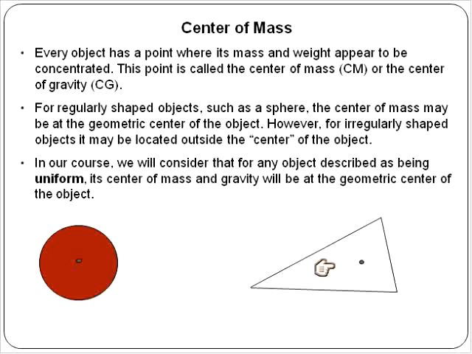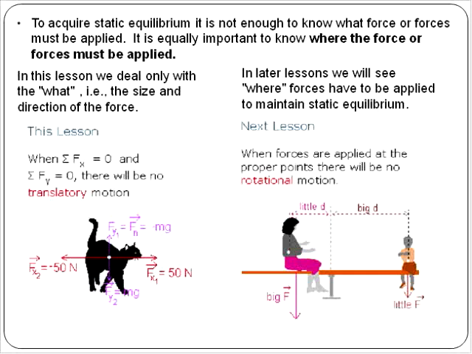But I'm getting ahead of myself. Let's concentrate on just forces for now, the translation forces we're going to look at first. So in order to acquire static equilibrium, number one, we need to know what forces are acting on the object, the magnitudes of them, to make sure that they balance out.